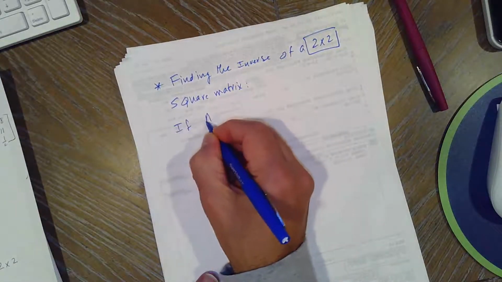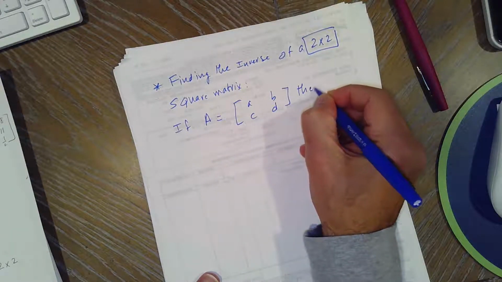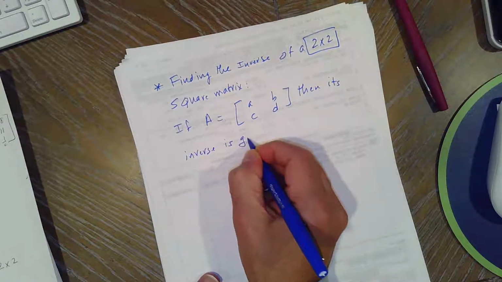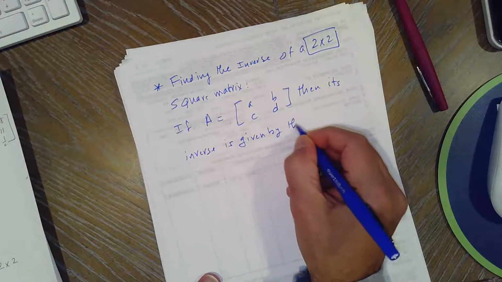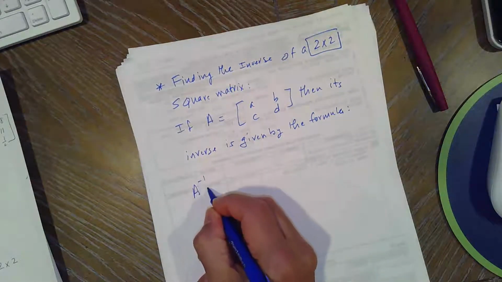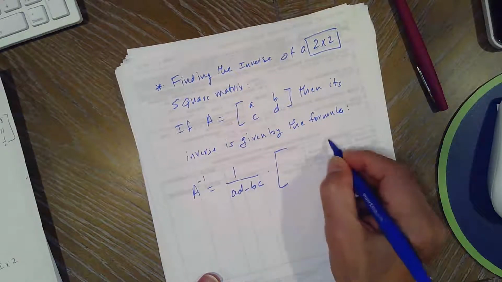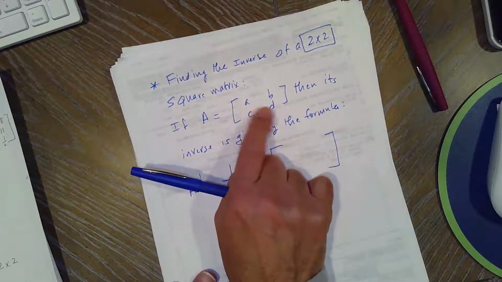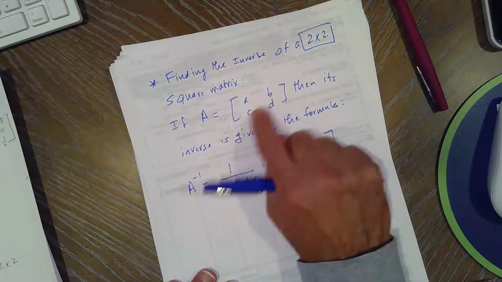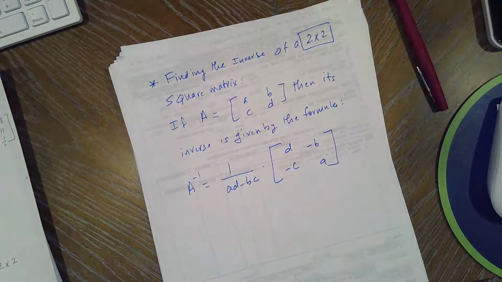So if matrix A is a 2 by 2 matrix A, B, C, D, then its inverse is given by the formula: A inverse equals 1 over AD minus BC times the matrix that you obtain from A by flipping the entries along the main diagonal. So instead of AD, it will be DA. Then do the opposite of these entries along the secondary diagonal. So negative B, negative C.